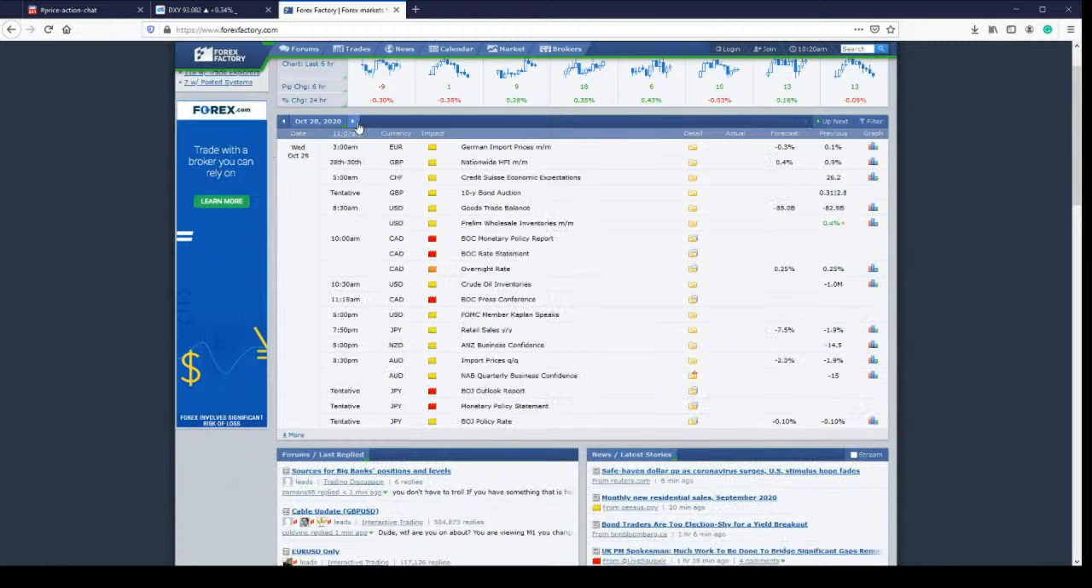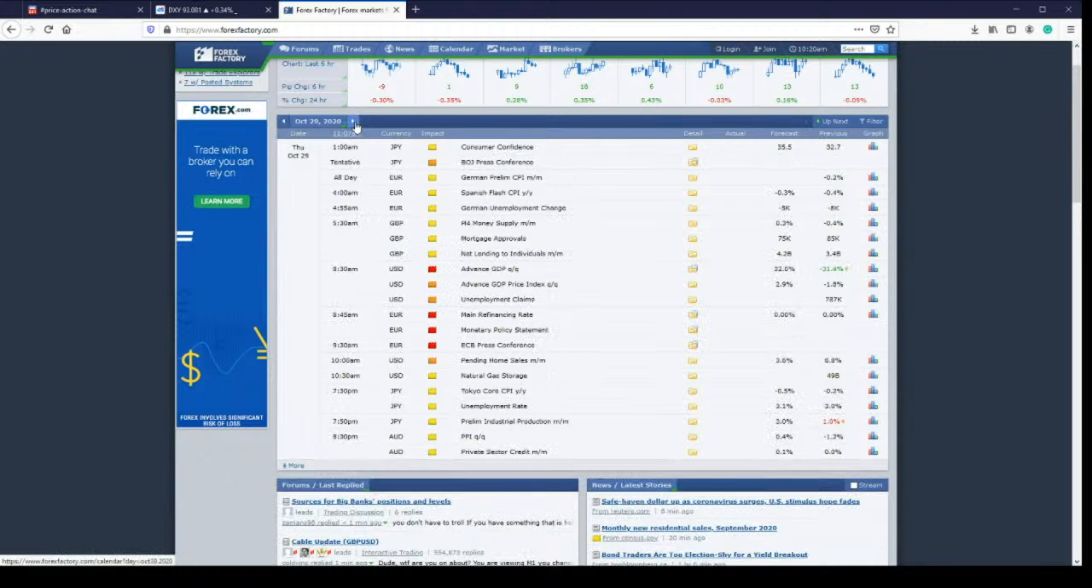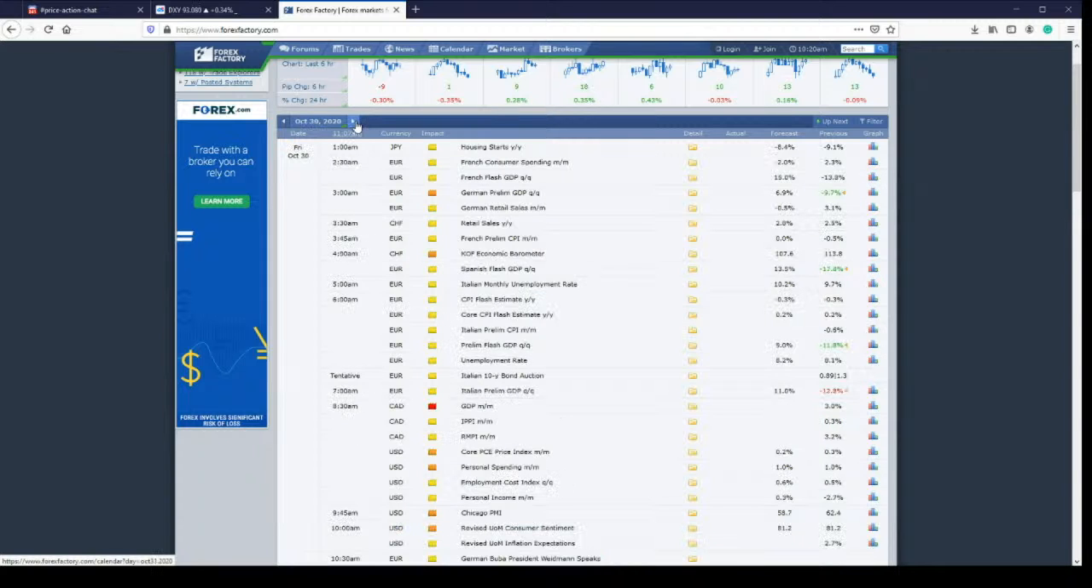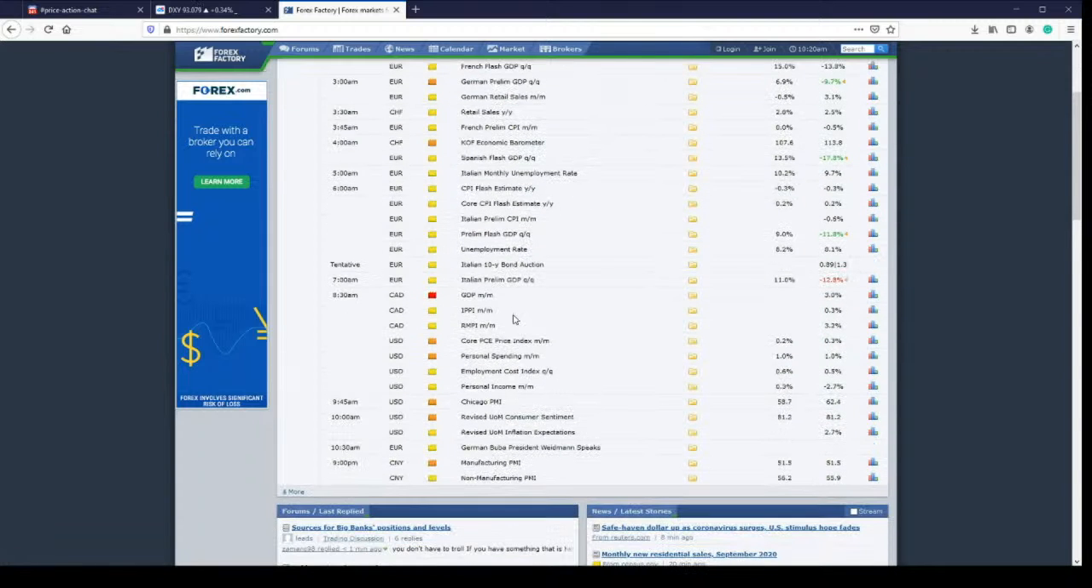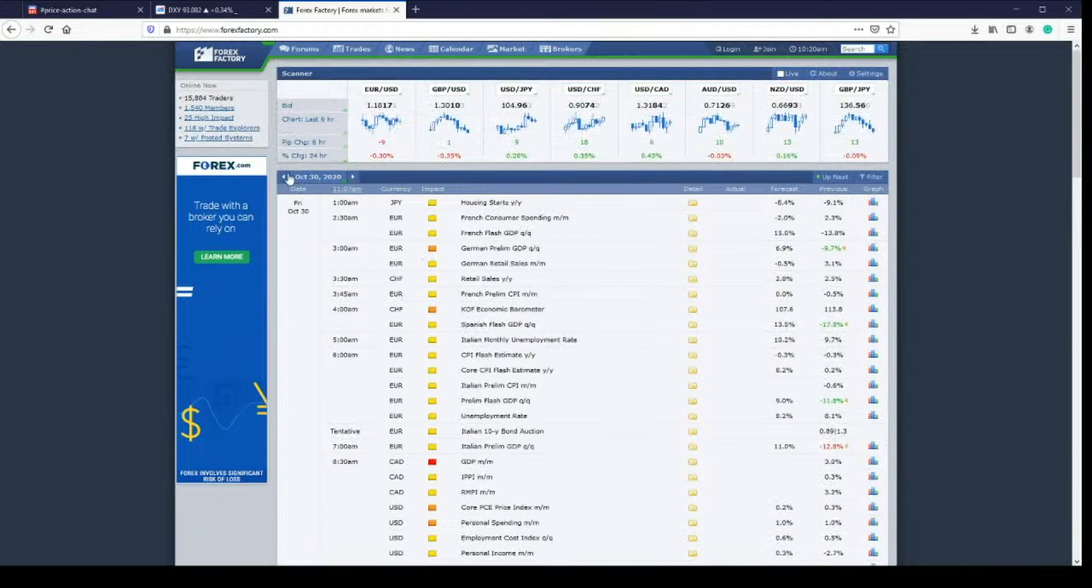especially starting Wednesday. Wednesday and Thursday are two big days with a lot of events. Friday's okay. We do have CAD GDP, which is a big factor. No forecast yet. Then we have USD price index and personal spending. Medium impact events, nothing too crazy. So Wednesday and Thursday are pretty much the big days.